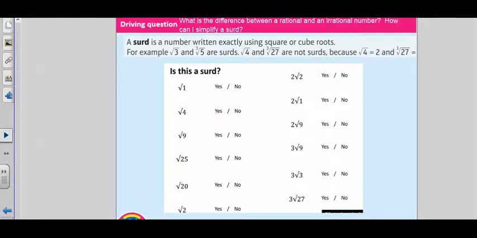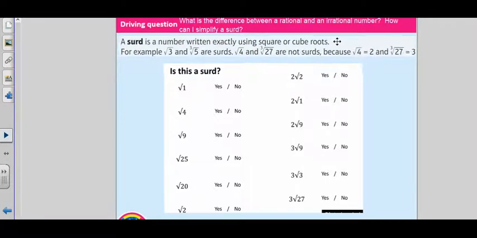Okay, now moving on to a special type of irrational number, which is called a surd. A surd is a number that can be written exactly using square or cube roots. For example, root 3 and the cube root of 5 are surds. Root 4 and the cube root of 27 are not surds because the square root of 4 is 2, and the cube root of 27 is 3, so they are not surds.